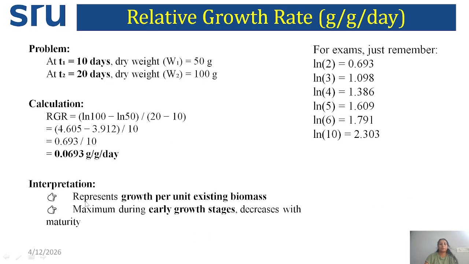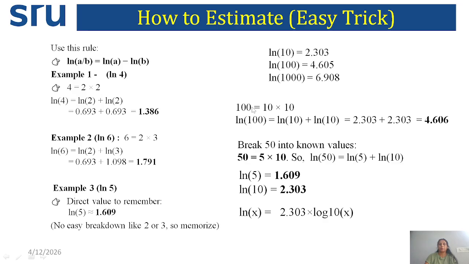So how to interpret this? It represents the growth per unit of existing biomass, and it is also maximum during the early growth stage. It shows the rate of growth and the efficiency of growth, and it also indicates how much capacity the plant has to maintain dry weight over the existing biomass. You can clearly indicate this using relative growth rate. So this is for your purpose.